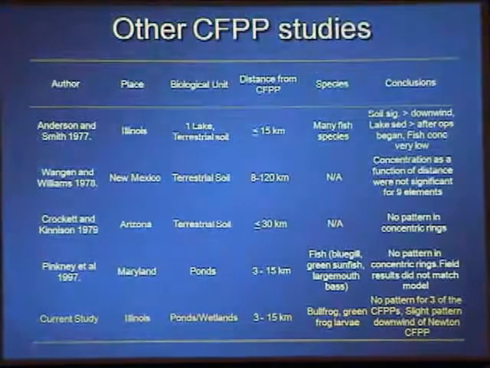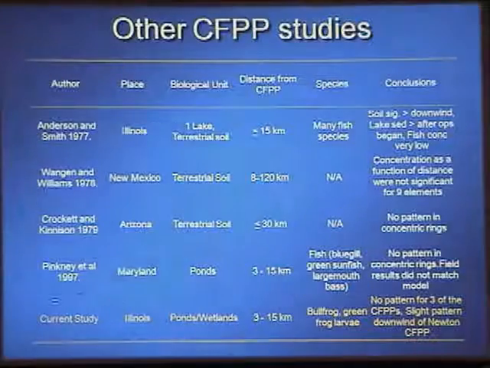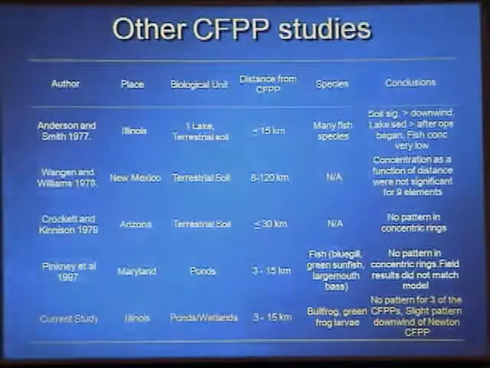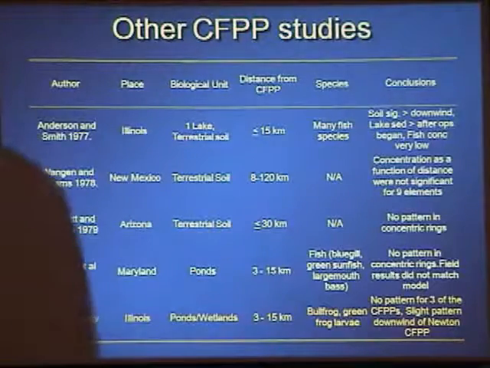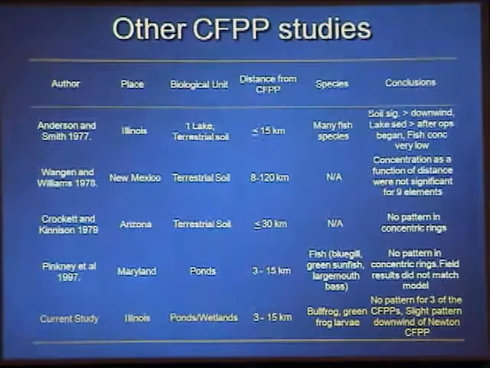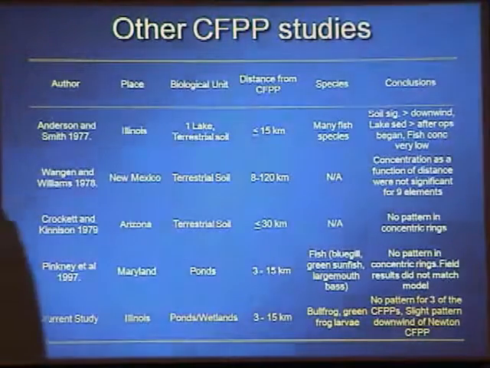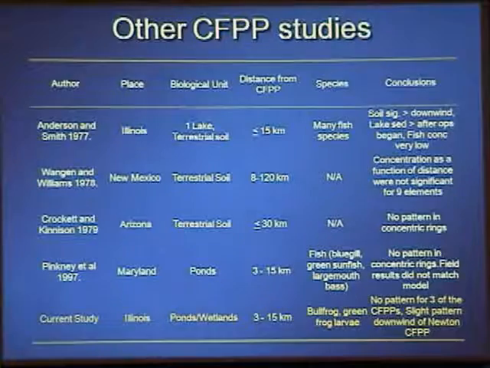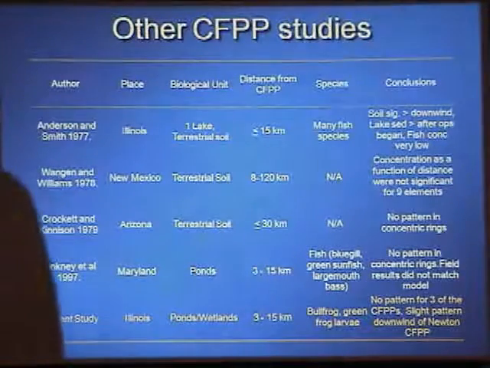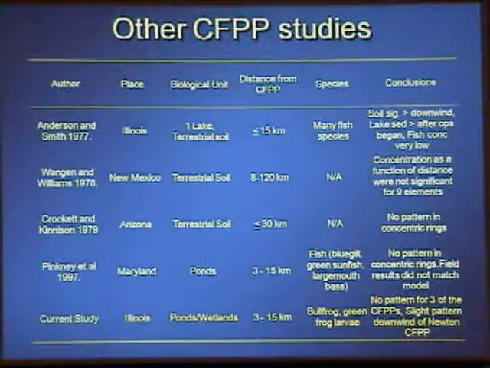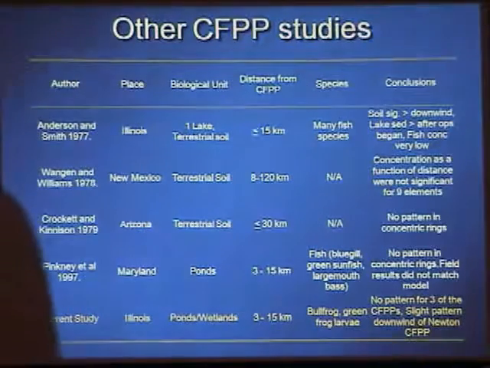Other studies have looked at coal-fired power plants. Again, on the bottom here, we have our particular study. Another study in 1977 in Illinois was looking at concentrations in one lake and also at terrestrial soils less than 15 kilometers from a coal-fired power plant. They looked at some fish species, and this was a new coal-fired power plant that was coming into existence. Their soil concentrations were significantly greater downwind than upwind, and the lake sediments were greater after the beginning of the operation of the plant, and fish concentrations were very low.